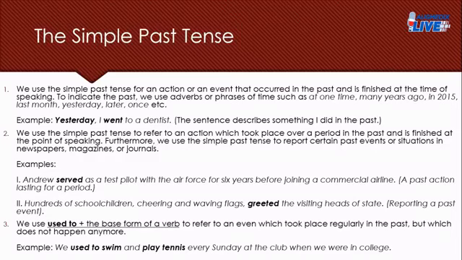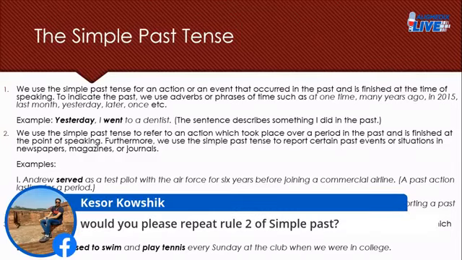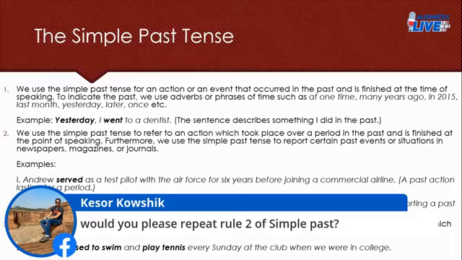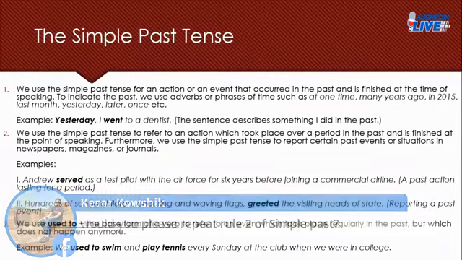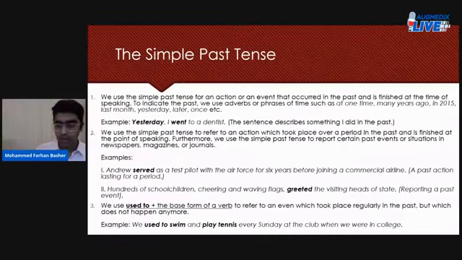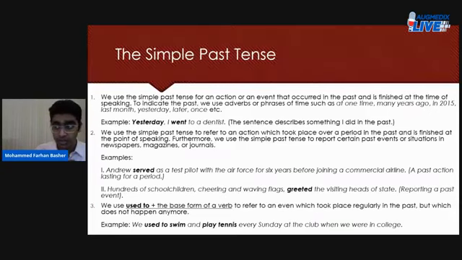Okay? All right. Kisor Kaushik is asking me to repeat rule number 2 of simple past. Of course, I will. Okay. Number 2. We use the simple past tense to refer to an action which took place over a period in the past and is finished at the point of speaking. Furthermore, we use the simple past tense to report certain past events or situations in newspapers, magazines, journals.